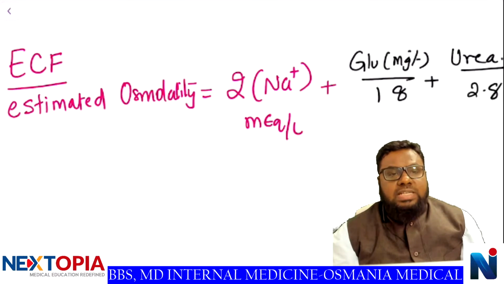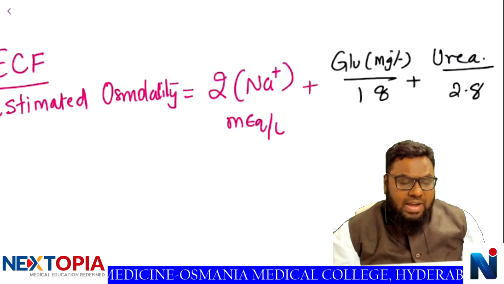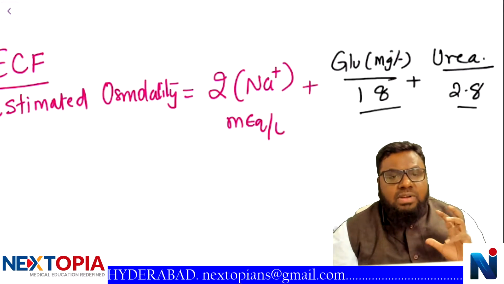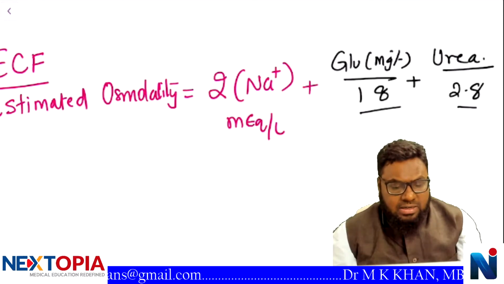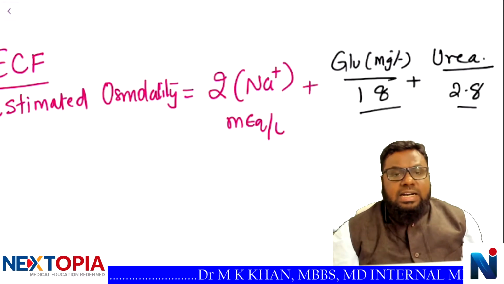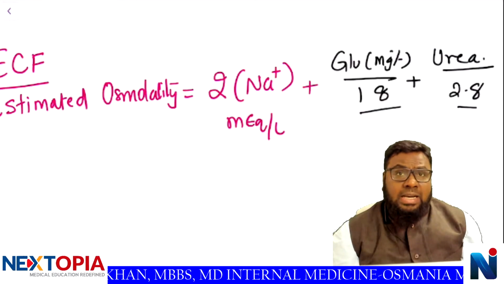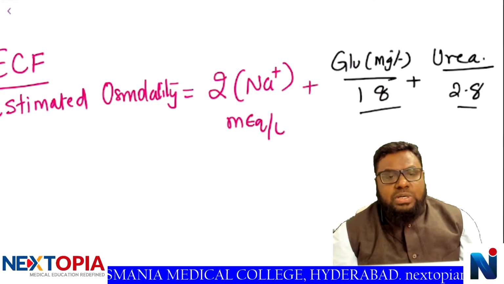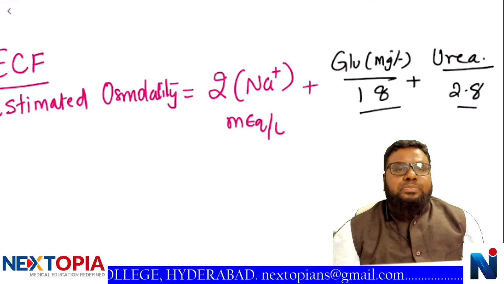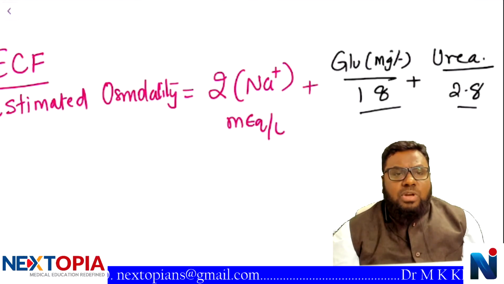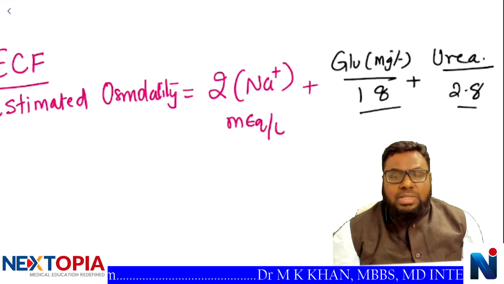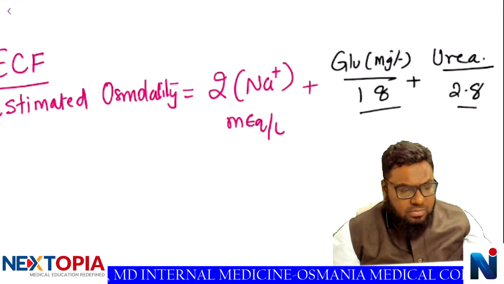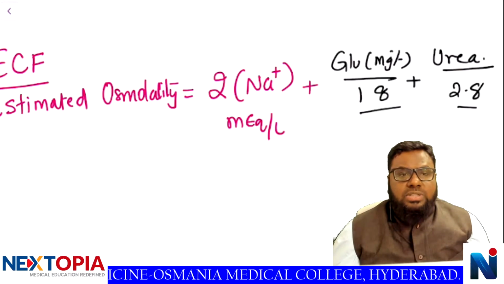The conversion factors 18 and 2.8 are the conversion factors for milligrams per deciliter, so that we are getting milliosmoles per liter. To determine the osmolar gap, you have to make these changes in the equation so that you understand the ECF osmolar gap. Once you find any abnormality, you will conclude that there is some problem with the ECF concentration. Hope you understood the concept.